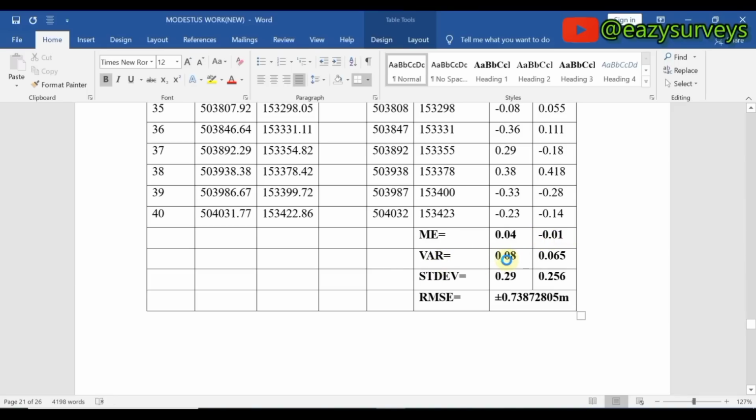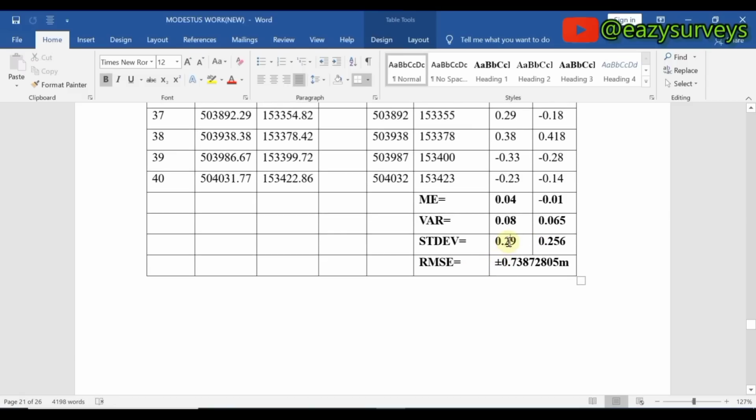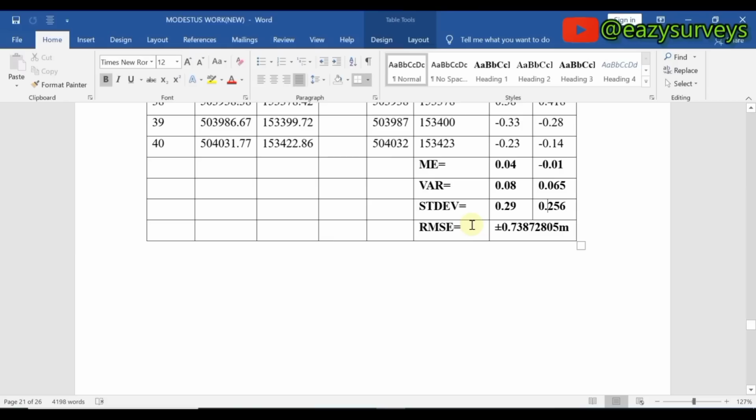Then the variance is this, respectively for the X and for the Y. Then the standard deviation for the X and for the Y is this. Then the root mean square error is the square root of the sum of the squares of the standard deviations, both for the X and Y variables. You are going to have this. So that is how the root mean square came about.